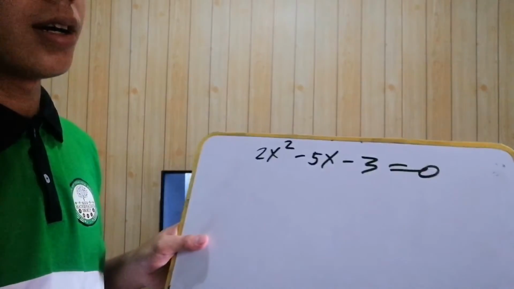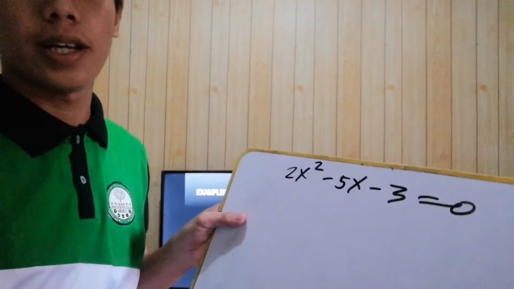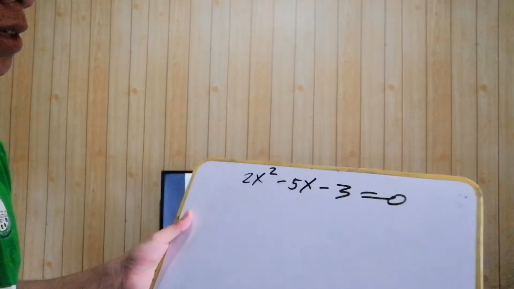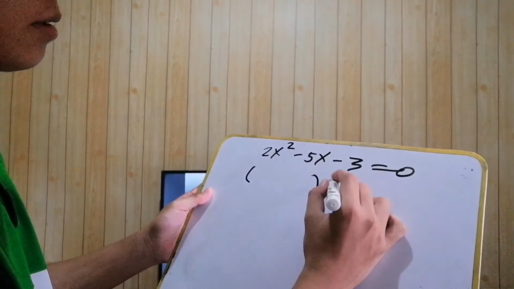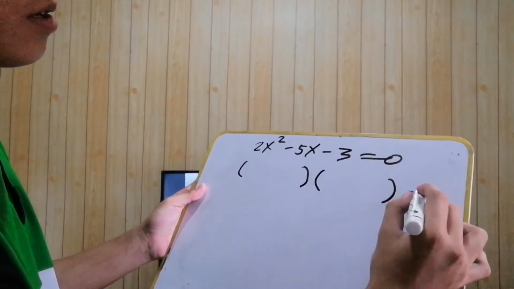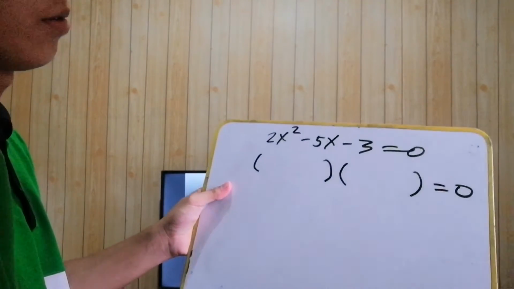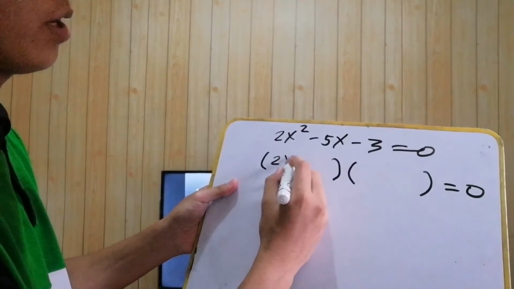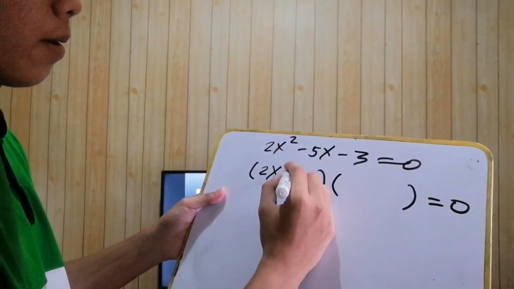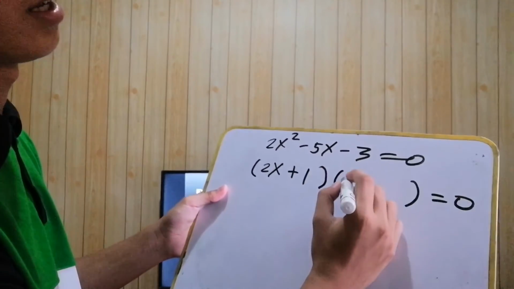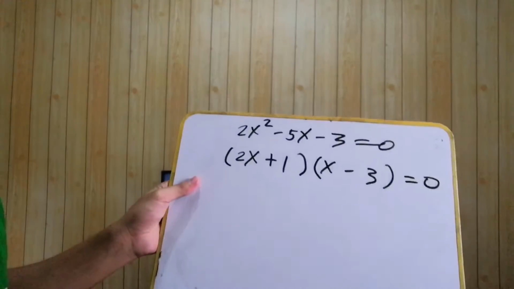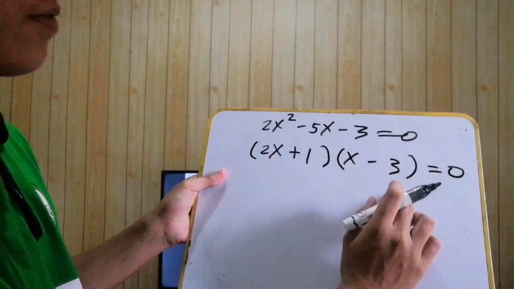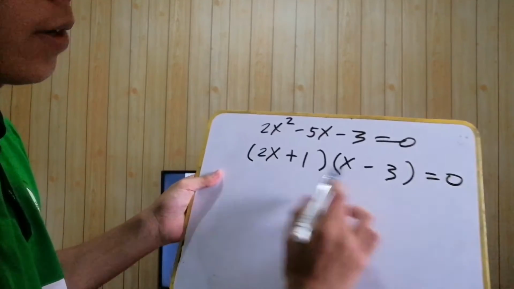So, we will tackle about that in our next lesson. Focus muna tayo sa factoring. So, let's factor this out. Equals to 0. So, try natin 2x plus 1 x minus 3. So, try to check kung tama na ba yung factors. So, multiply natin dalawang factors.